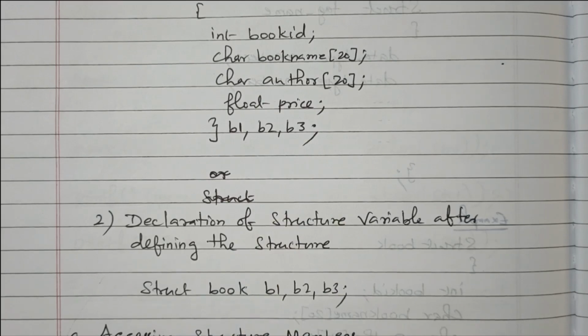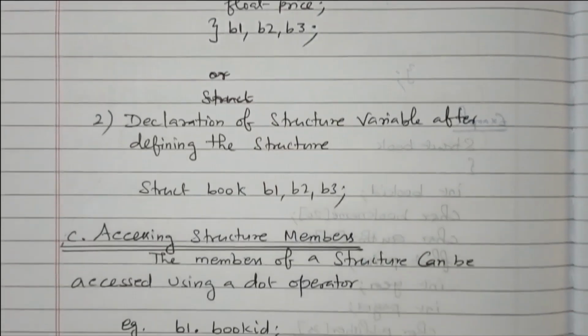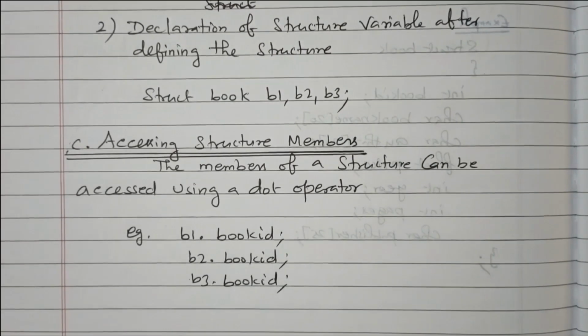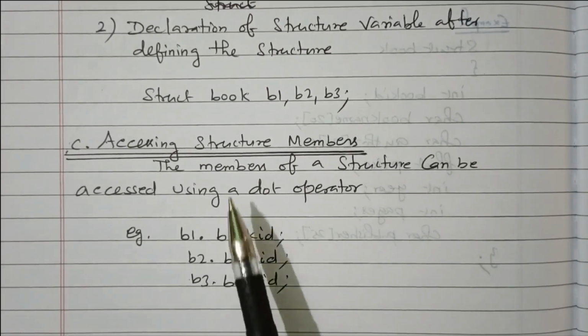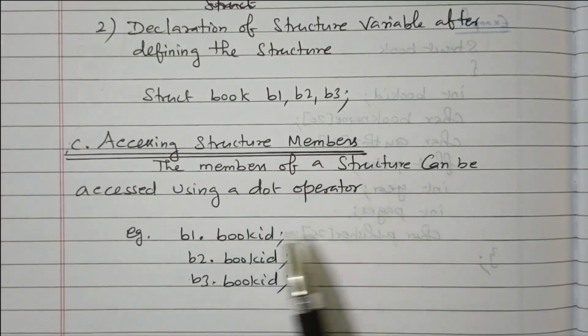Now we'll go to accessing the structure members. How to access, how to differentiate the structure members. The members of a structure can be accessed using a dot operator.